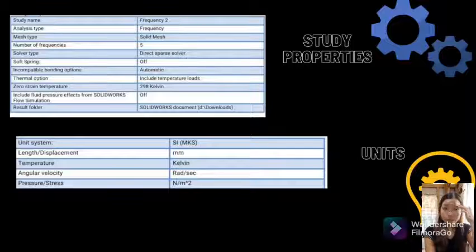And the soft spring is off and it has an automatic and compatible bonding option, and includes the thermal loads in the thermal option, and has a 298 Kelvin zero strain temperature. So in the units, it used the SI units, and in length and displacement, millimeter, in temperature, Kelvin, in velocity it is rad per second, and in stress it is Newton per meter squared.